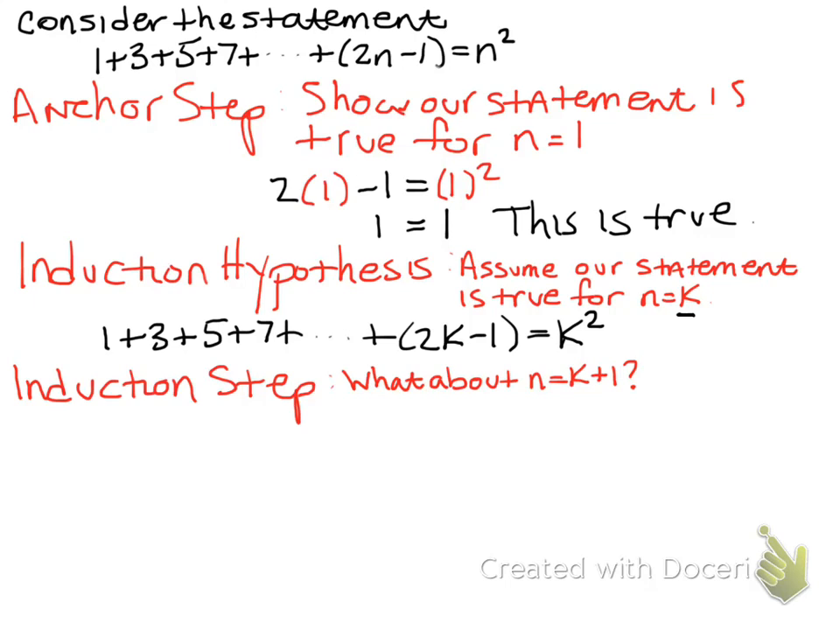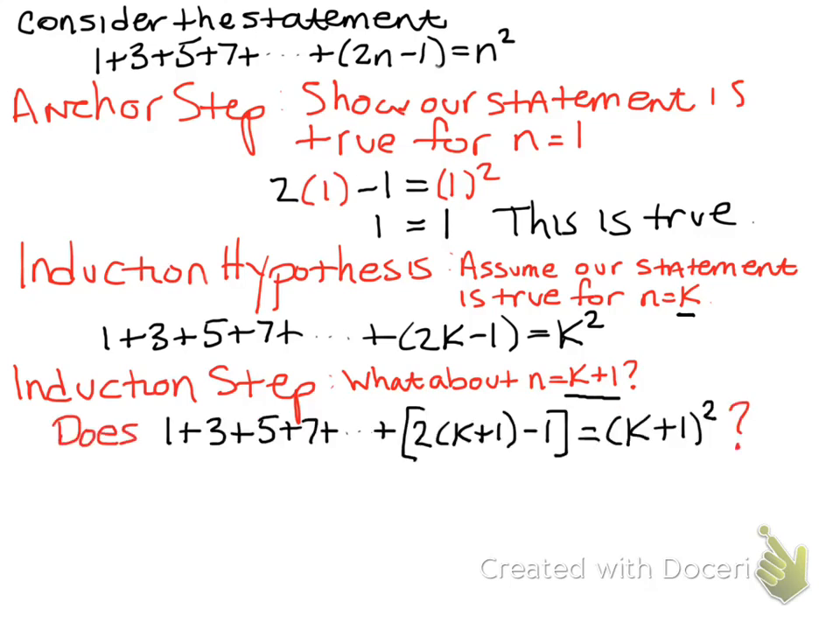So remember, in our hypothesis, we found a certain domino, k, and we assumed we could knock it over. So now I'm looking at that next domino in line, k plus 1. Whatever comes right after that one, will that also be true? So we go to our original formula, and every place you see an n, we replace it with k plus 1. So now we have this.